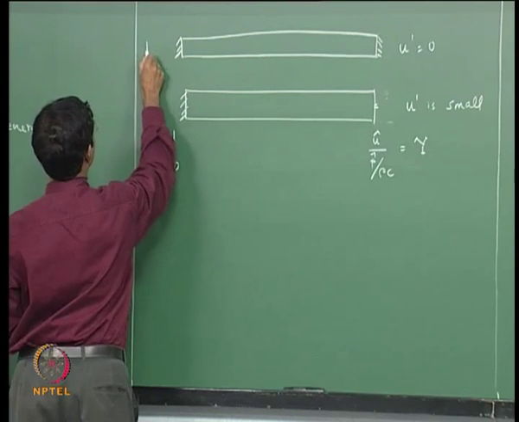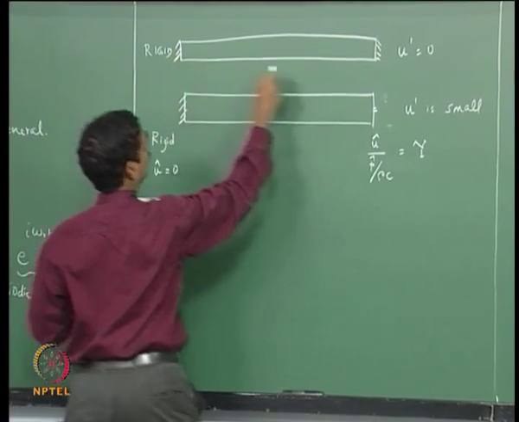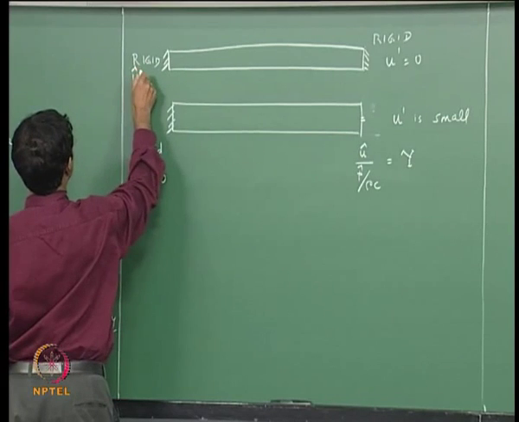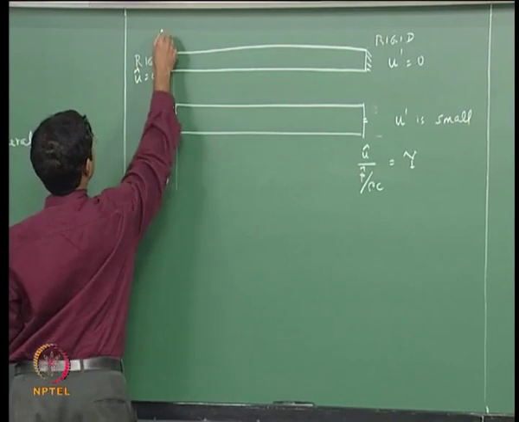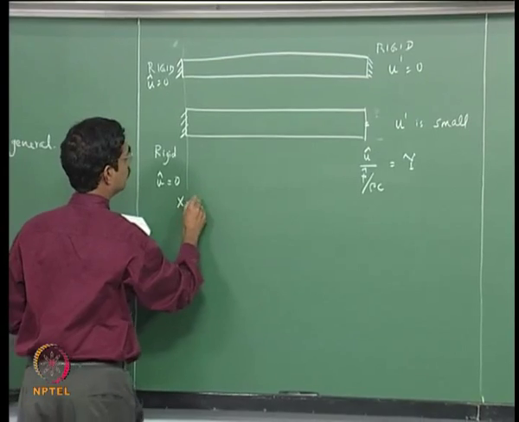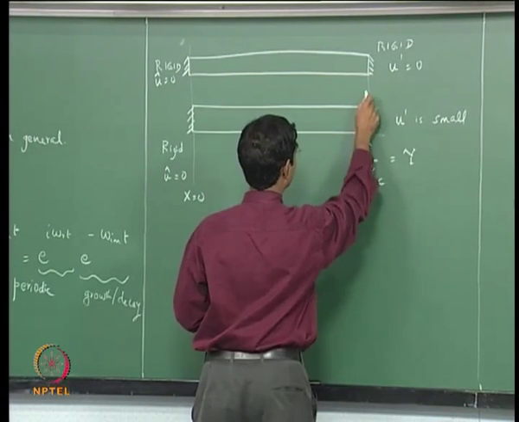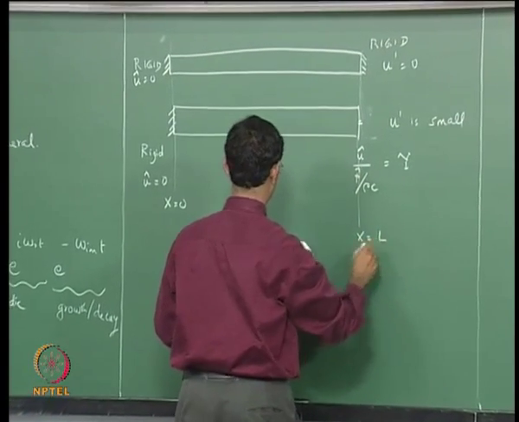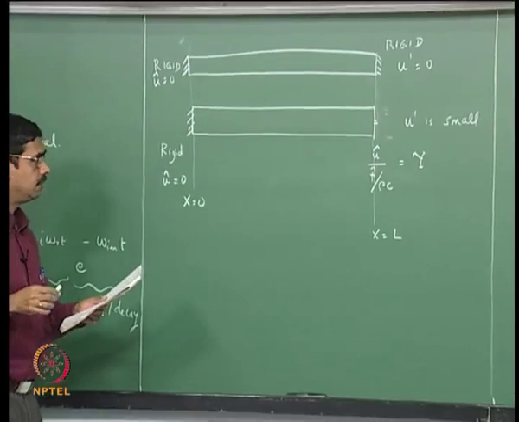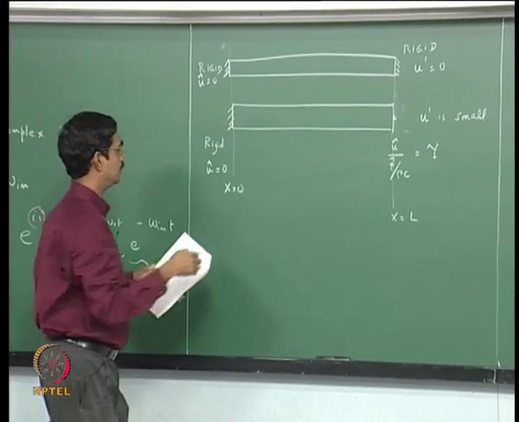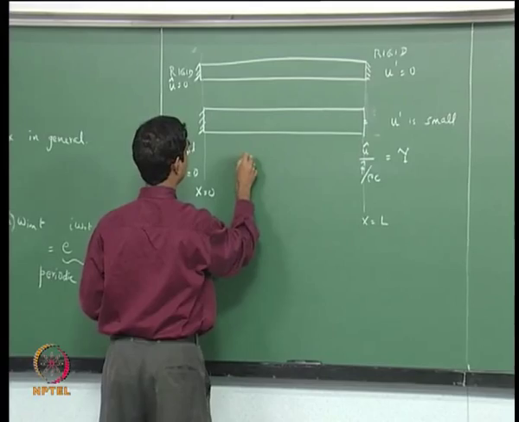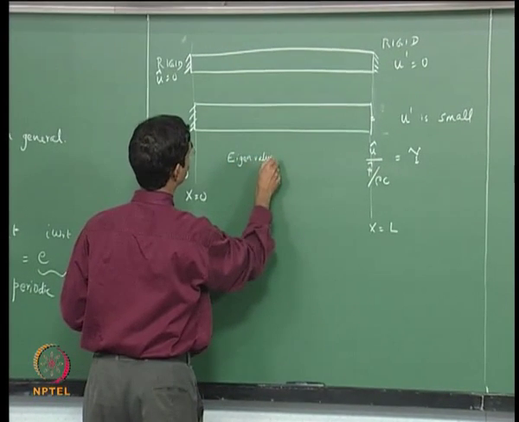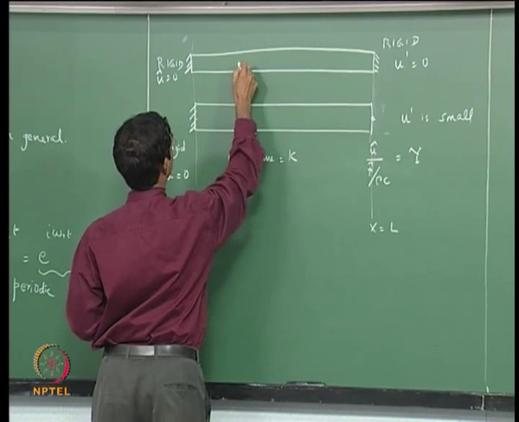and in this companion problem again I have rigid and rigid, so here also u hat is equal to 0, and my coordinate system is such that this is x equal to 0, and I would call this x equal to L. So we are solving for the eigenvalue, and let us say the eigenvalue of this problem is k, and the eigenvalue here is k naught.